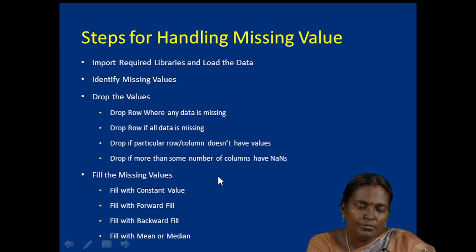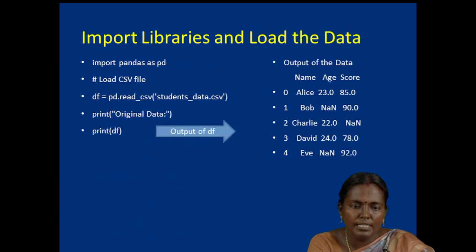The next one is filling the missing values in the data. For filling the missing values, I can fill the data with some constant value, or I can forward fill with other values available in the data set, or I can go for a backward fill, or I can fill using the mean or median. Let me demonstrate this with the help of some code in the upcoming slides.